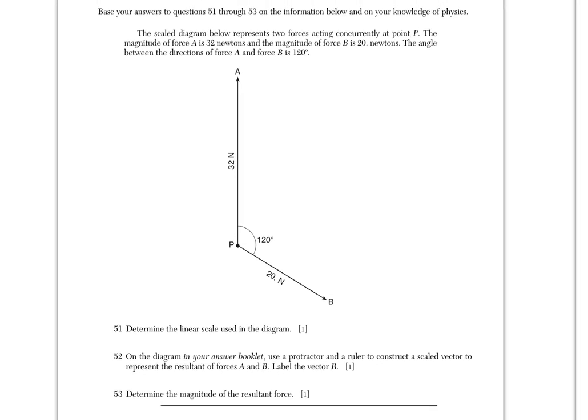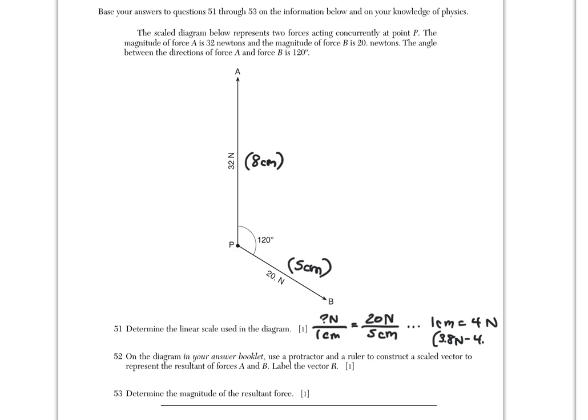So I'm going to have to cheat and look up that answer. Based on what I read in the answer key, those measurements should be 8 centimeters long and 5 centimeters long. To figure out the scale used, it winds up being that 1 centimeter is 4 newtons, and they allow anywhere from 3.8 to 4.2 newtons for that.